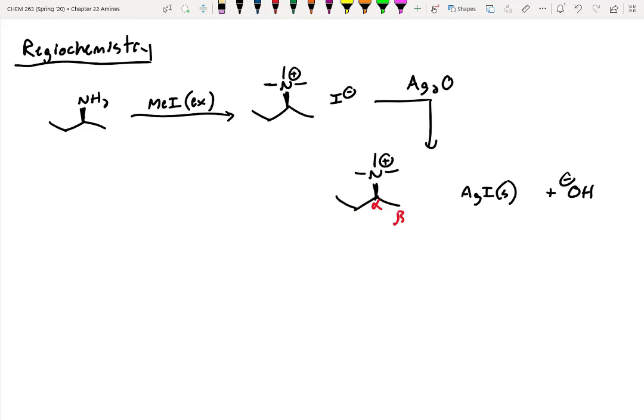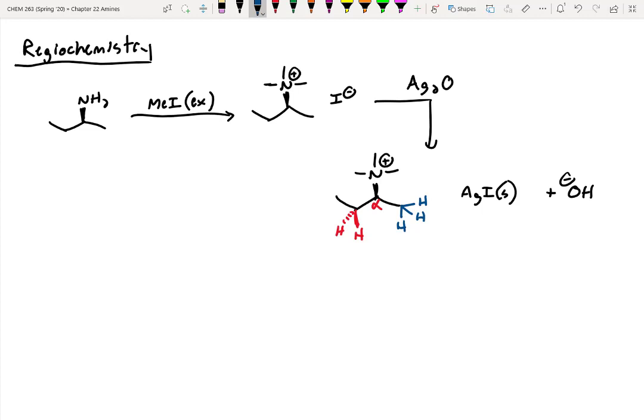Over here, I'm going to do beta positions in red. So these beta protons are going to be very reactive. And we also have beta positions over here. In this case, I'm not going to bother with dashes and wedges because it doesn't really matter. All right, so we've got a choice. Which of these are we going to go after? And as you can imagine, it's called Hofmann elimination. We're probably going to go after the blue ones.